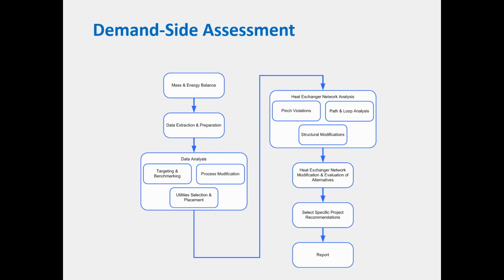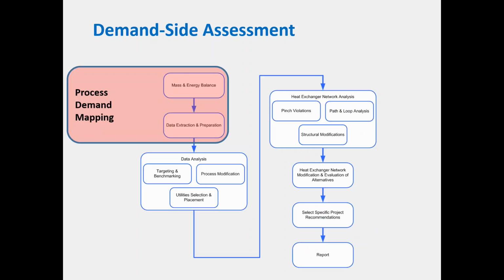And so this is sort of the process that one might go through in order to perform a demand side assessment. Okay, and it can be divided up into four main parts. So the first part is what we often call process demand mapping.